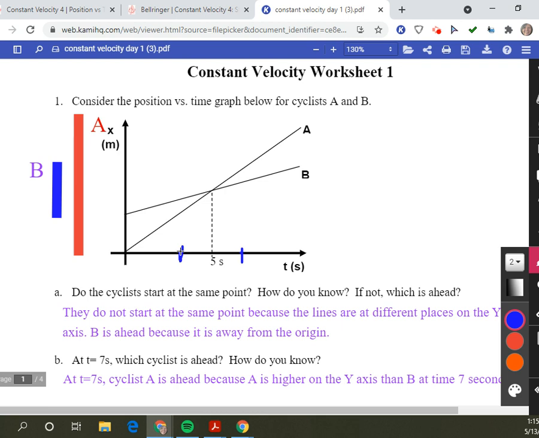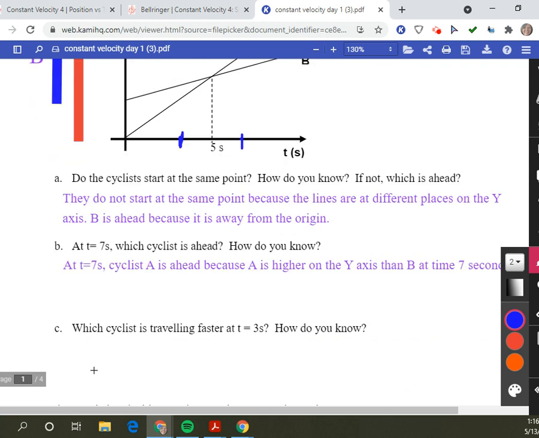So which one's going faster overall? Why do we say A? If we look, we have the same amount of time here, but A clearly went a farther distance. So you guys were talking about speed earlier. If I go a farther distance in the same short amount of time, then I am going faster. Okay, so we can label that.